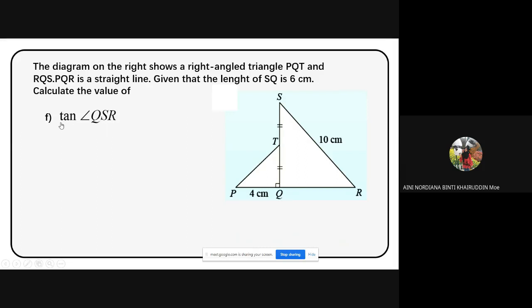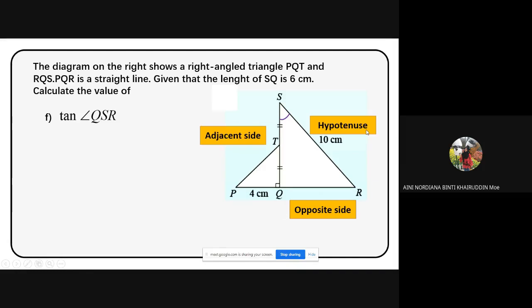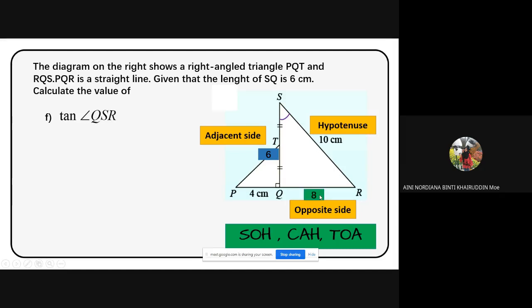Okay, next, tangent of angle QRS. So the angle now is S, here. So the opposite side is QR and SQ becomes the adjacent side. Hypotenuse remains unchanged. So tangent is opposite over adjacent. Opposite here just now is 8. So 8 over 6. You can simplify, so the final answer will be 4 over 3.